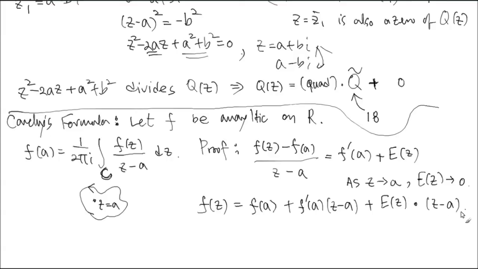Correct? Do you think e of z is a continuous function? It is not defined at z equals a, but except at that point, do you think it is continuous? Think about what e of z is. e of z is this quotient minus a constant, right? The functional part is f of z over z minus a. f is analytic, so it is continuous, and z minus a is a continuous function. Is a quotient of two continuous functions continuous, if you avoid that undefined point? Yes, right? So e of z is a continuous function.